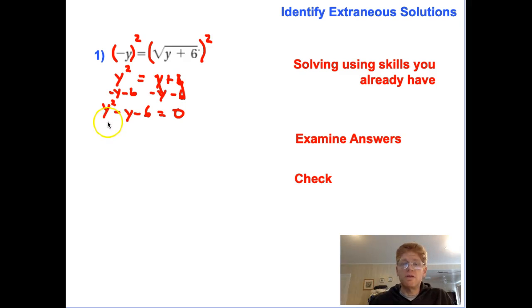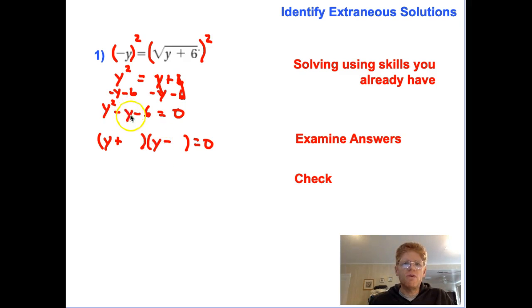Then we simply do our solving just like we would any other quadratic. We'll break them down into two factors, set those equal to 0. So we wind up with a y and a y because it has to be y squared. And we look at this, we know again that one's got to be positive and one's got to be negative.